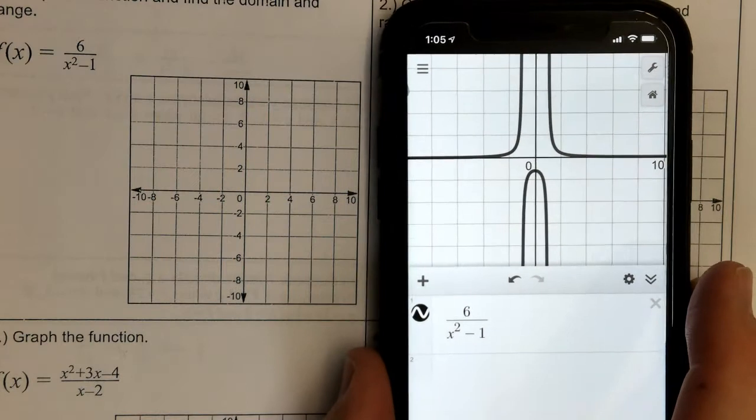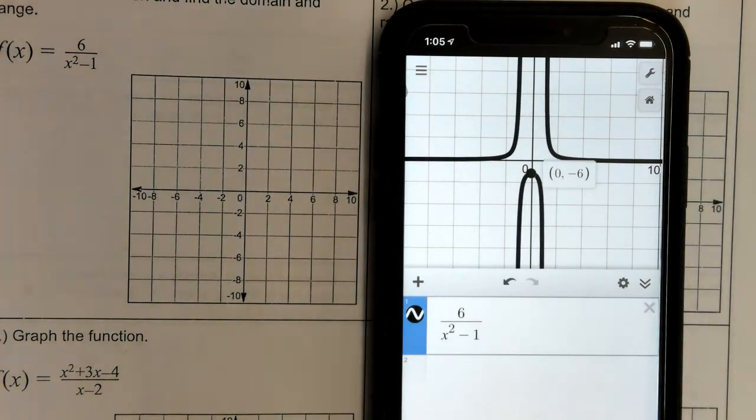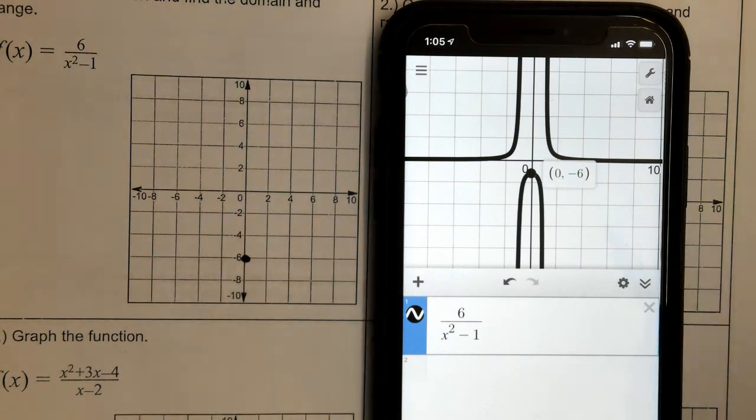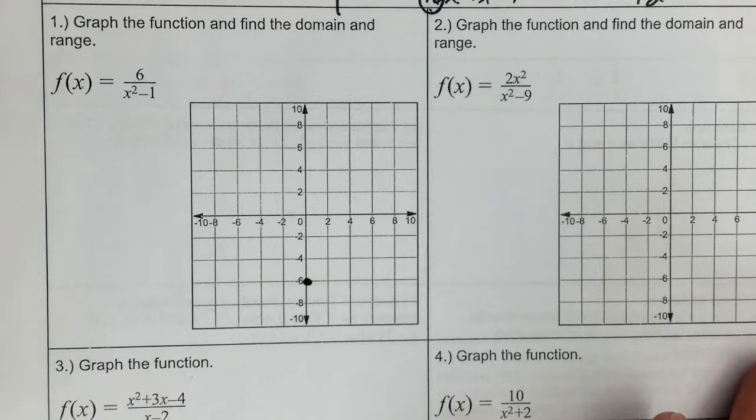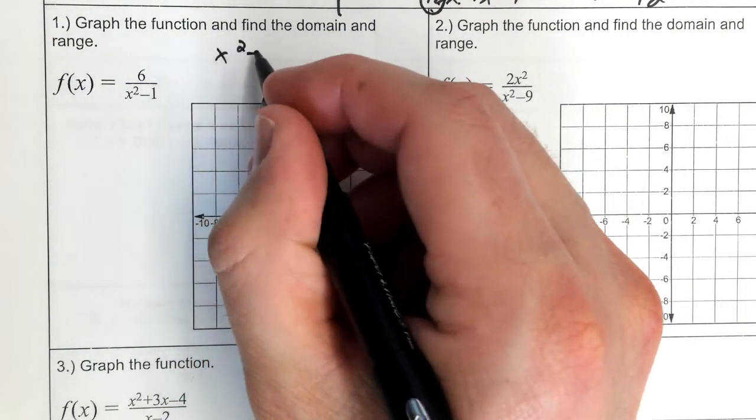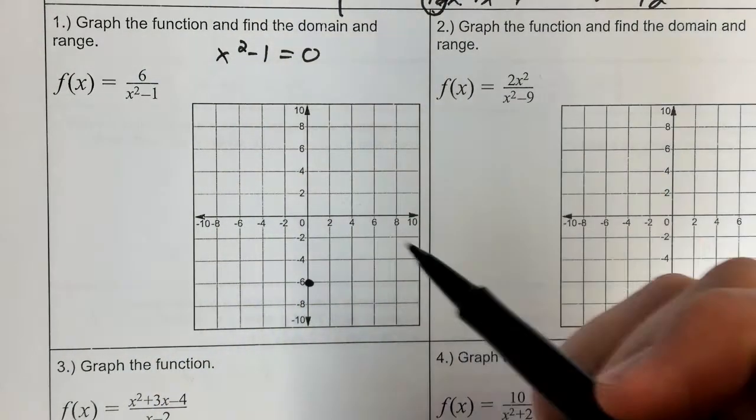If you want to plot some points, you can. Desmos makes it pretty easy to find important points. So for instance, 0, -6 is on there, so we'll plot that point real quick. Also, vertical asymptotes, before we actually look at the graph here, let's figure out what the vertical asymptotes are. The vertical asymptotes will show up whenever x squared minus 1 is equal to 0. If I solve that, then I can figure out where the vertical asymptotes are.